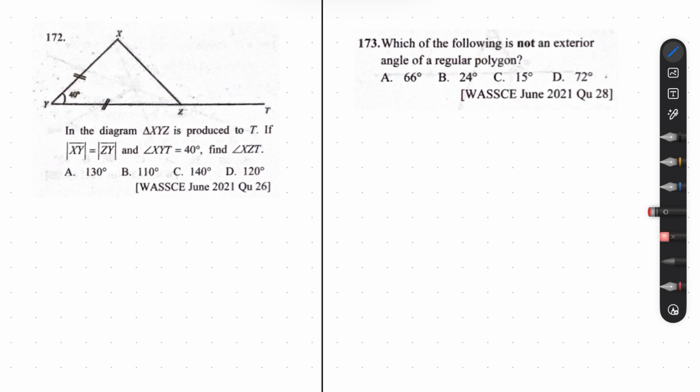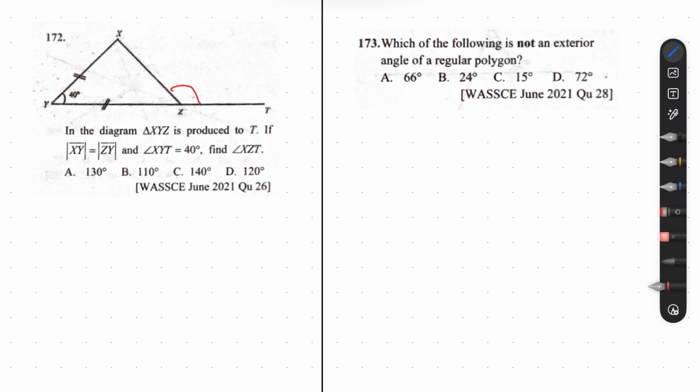Over to question number 172. The question says this triangle is produced to T. If the length of XY is the same as the length of ZY, that means this and this are the same. Okay, and then this angle is 40. Then we should find the angle XZT. So this angle right here is what you're looking for.